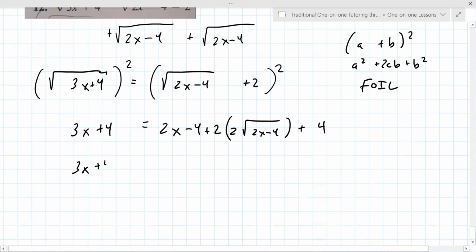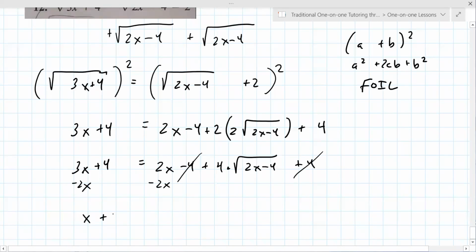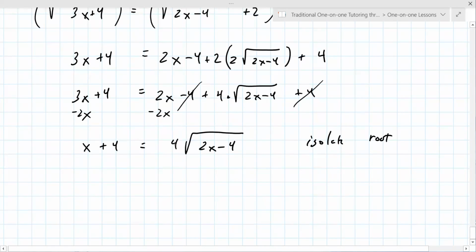And it does look like this is slightly different than what you did on your paper. So now this becomes 2x minus 4 plus 4 square root 2x minus 4 plus 4. Okay, I just multiplied that in. So this 4 cancels with this 4. That just happened to happen. And then we subtract 2x from both sides. So you get x plus 4 equals 4 times the square root of 2x minus 4. So we isolate the root. Again, I know there's a 4 in front. You would divide if these were both divisible by 4.